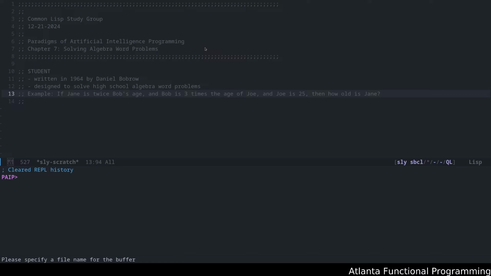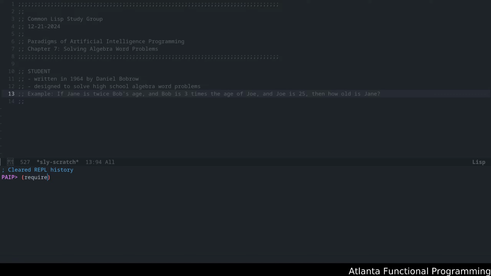All right. So an example, as I am presenting to you, is the following: if Jane is twice Bob's age, and Bob is three times the age of Joe, and Joe is 25, how old is Jane? All right. Anybody can take a look at this and see that Jane would be 150, which means she would be a pretty old individual. But it's particularly interesting how quickly this type of program is actually leveraged.